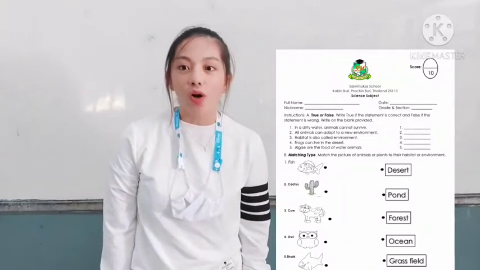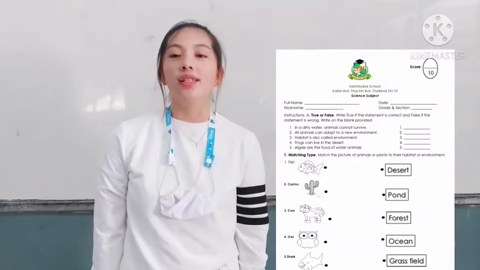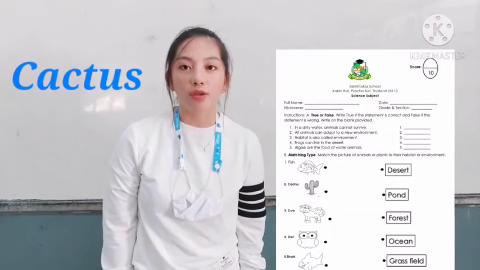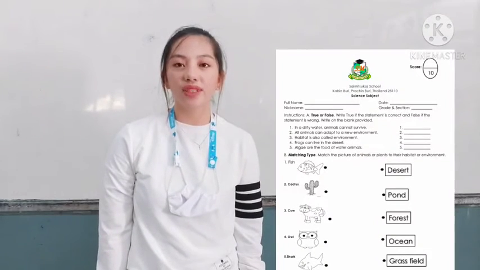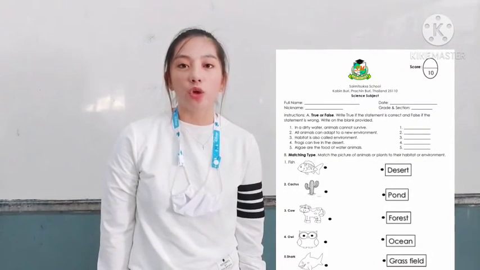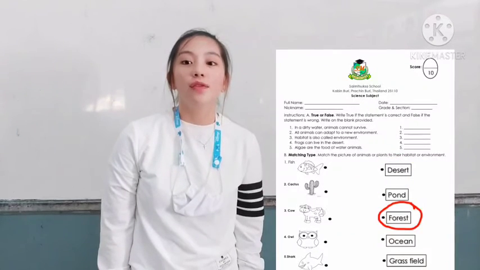For the next 5 items, you are going to match the picture of animals or plants to their habitat or environment. Number one picture is fish, number two cactus, number three cow, number four owl, number five shark. And the choices are pond, desert, forest, grass field, and ocean.